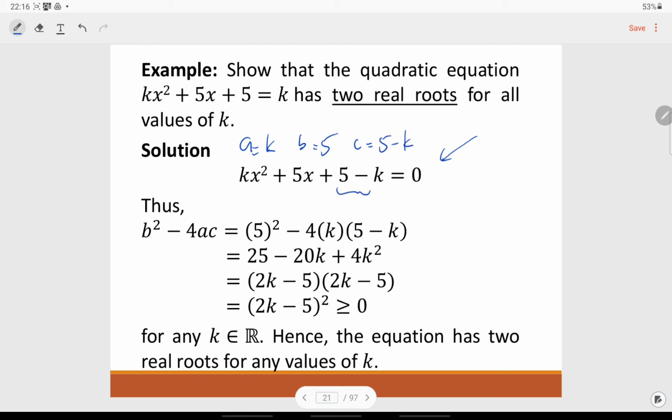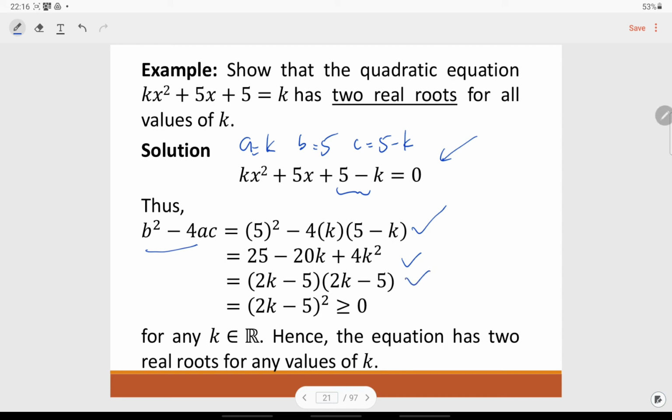So we insert all these three values into the discriminant. So we come out with this equation. Okay, so we simplify. So we come out with this quadratic equation, but this time the variable is k. So we solve this equation. Okay, we factorize this equation. We come out with these factors.